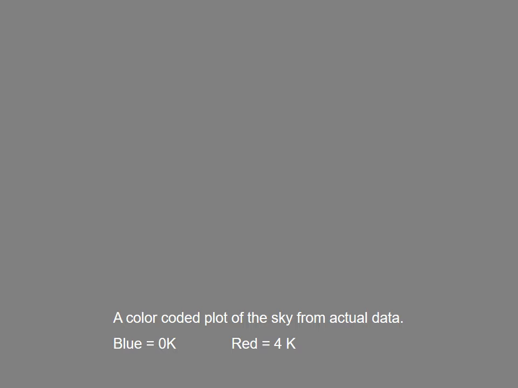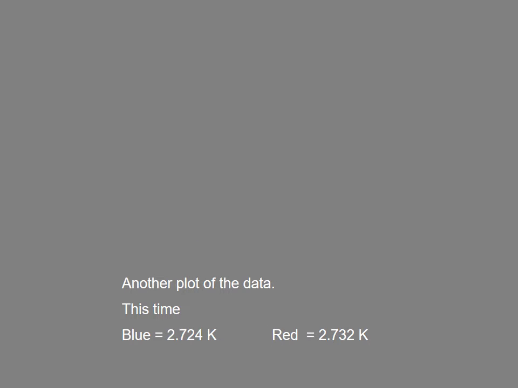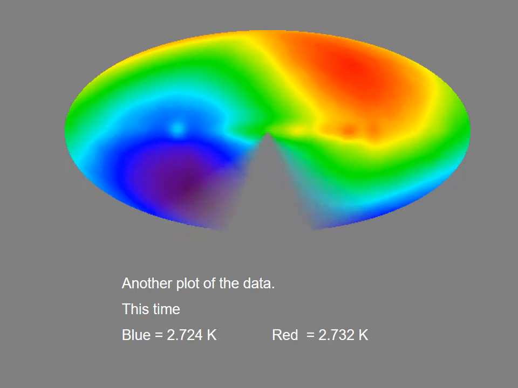So here we have a color plot, and the way this is going to work is blue is 0 Kelvin, red is 4 Kelvin. And as it plots, that's the whole sky plotted on a projection here. You notice it's all one color. That means there's virtually no variation anywhere in the universe. So we're going to zoom in, 2.724 Kelvin to 2.732 Kelvin, blue to red. And you notice there's variation here. Blue is going to be a little bit cooler, red a little bit hotter.